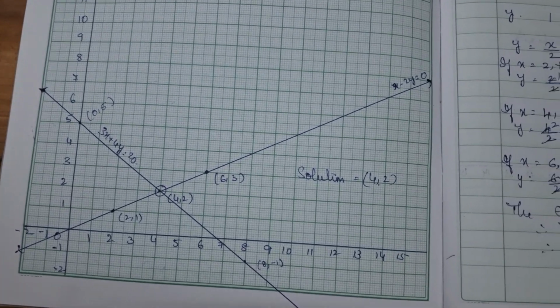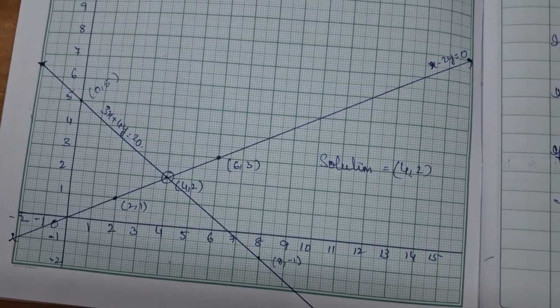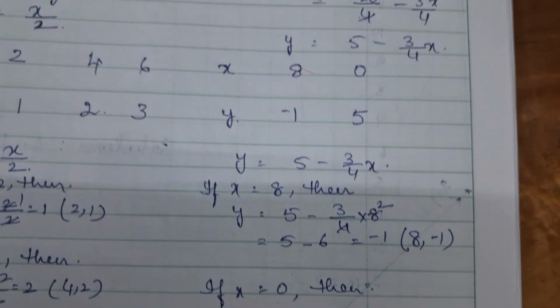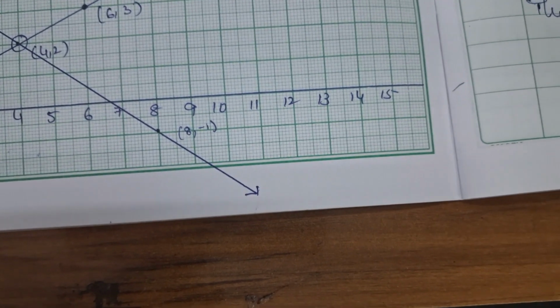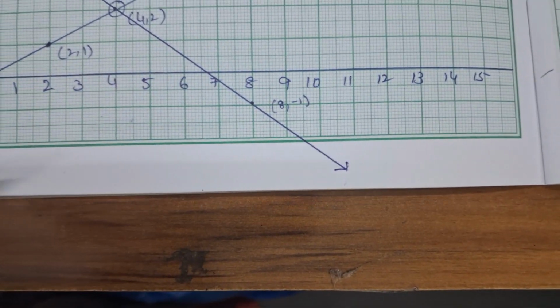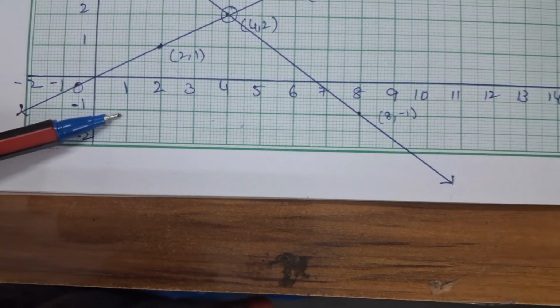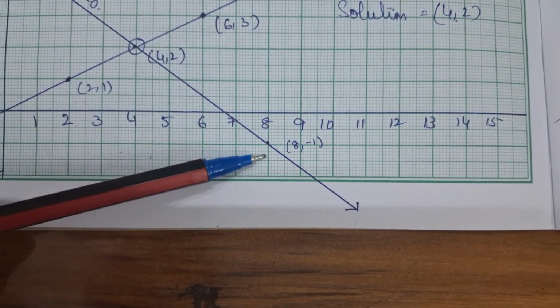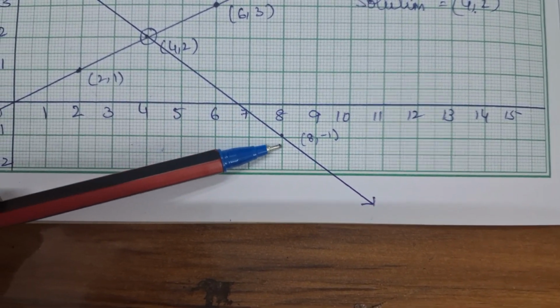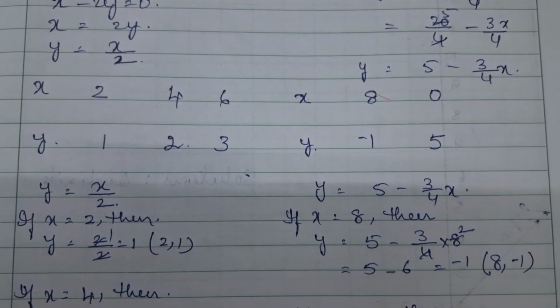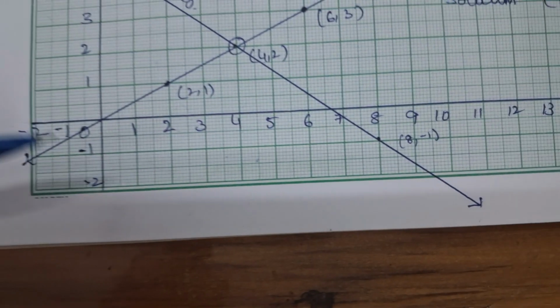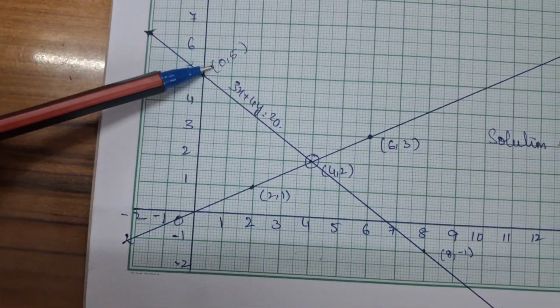Now similarly, I have taken the second equation also here. On the second equation, I have got 8 comma minus 1. X is 8, so x is 8 here. Y minus 1, so minus 1 is here. This is the point I got, 8 comma minus 1. Next, what I have got? 0 comma 5. X is 0 and y is 5.